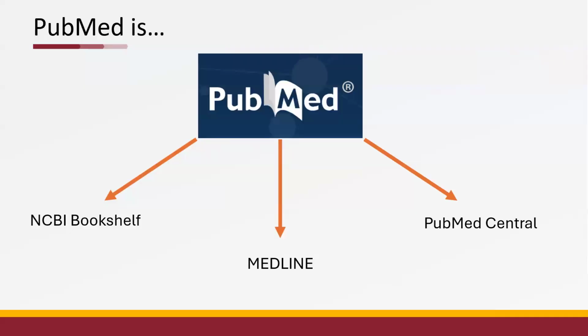Okay, so what is PubMed? It's the thing we know, it's where we're supposed to go. It's this huge database of papers, but really it's made up of three separate parts. It's a free database. It's maintained by the United States government. It is filled with biomedical and public health research articles. And those three components that make it up are Medline, PubMed Central, and NCBI Bookshelf.